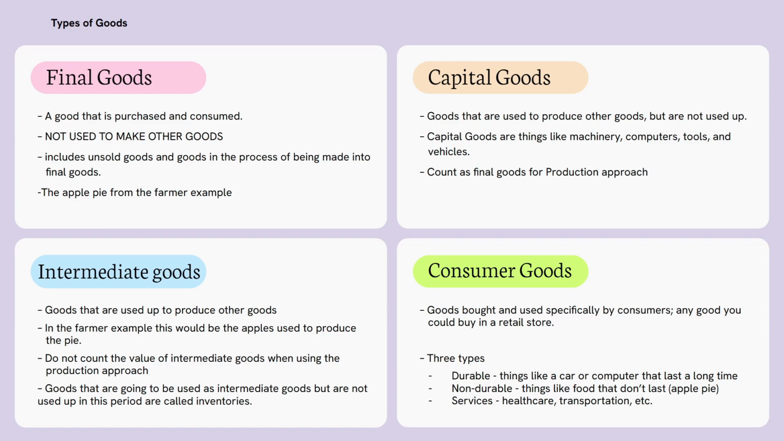A good that is used to make something else is an intermediate good. So intermediate goods are used in the production of final goods. And in the farmer example, this would be the apple, because the apples are being used up to make the apple pie.